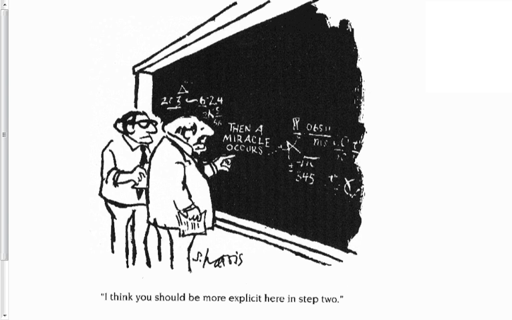So you can see in the cartoon that there are two men. They look like maybe mathematicians. There's definitely math on the board, and you can see the math in the top left corner and the bottom right corner, or the left and right sides of the board, and somewhere in the middle it says, then a miracle occurs. And the professor, let's say, or one of the men, says, I think you should be more explicit here in step 2.